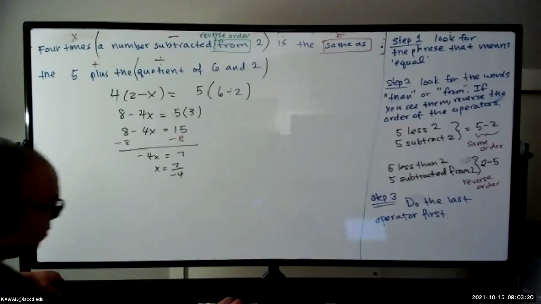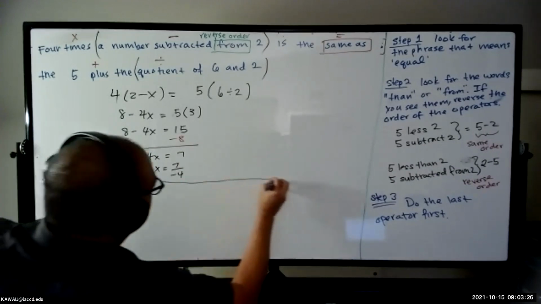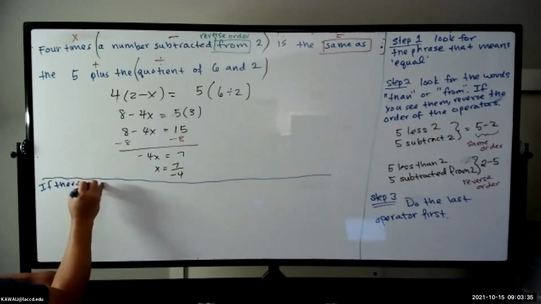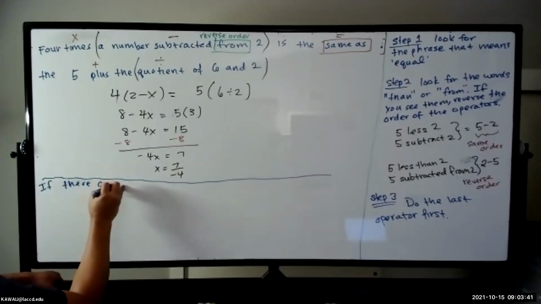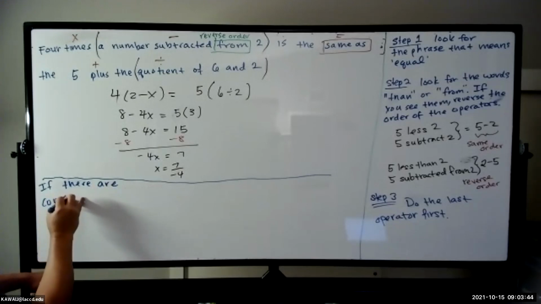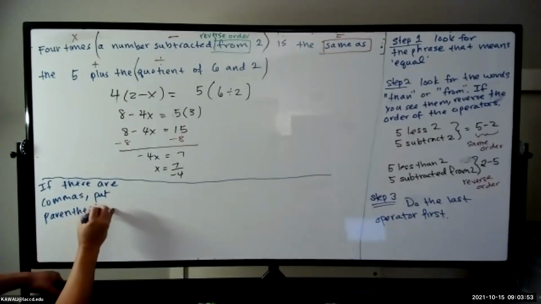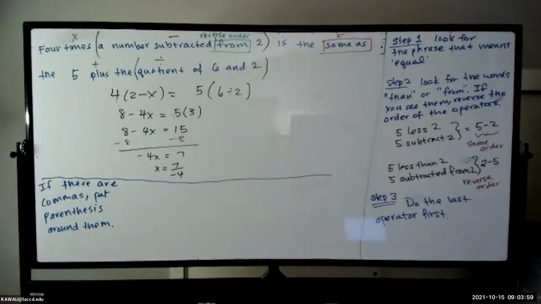Okay, now, something we have to be careful about. If there are commas, so I should do 2 words. There are commas. Put parenthesis around them. Okay. Now, this is the part where English sucks.